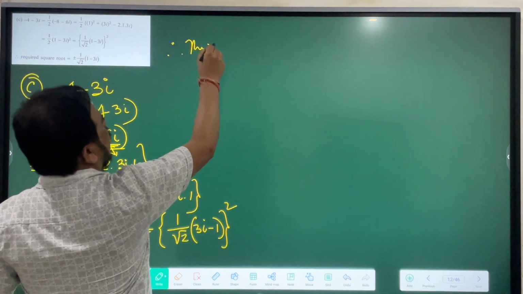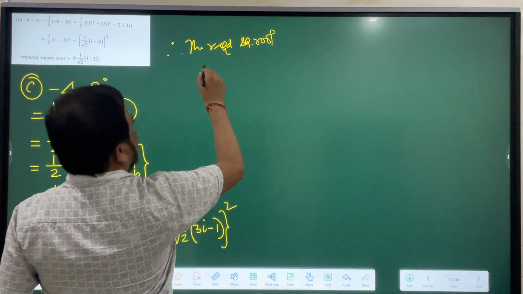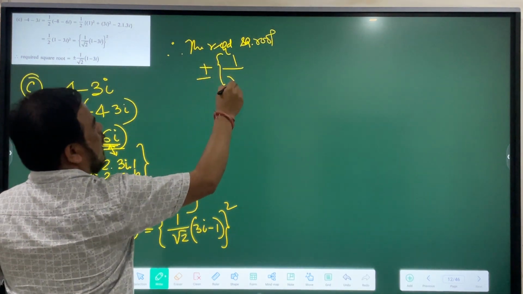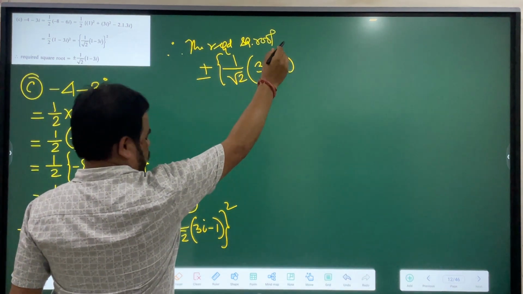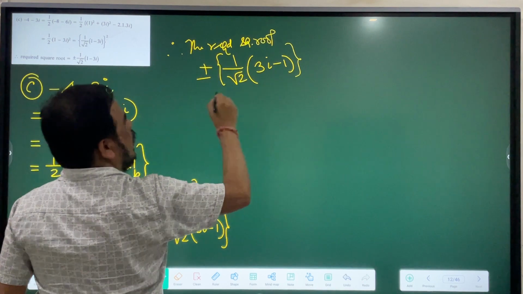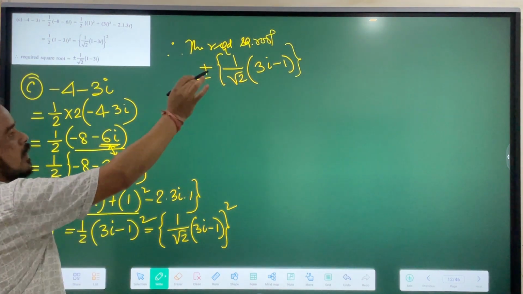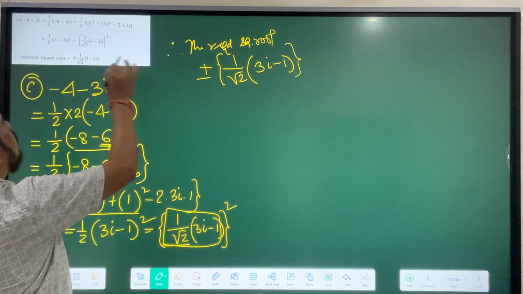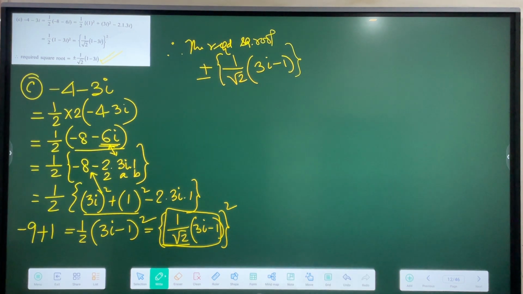The required square root plus minus 1 by root 2, (3i minus 1). This is the answer. Square root cancels. Only we have to remove square, nothing else. Rest all inside the root, whatever is there, we have to keep as it is. This is 1 minus 3i or 3i minus 1 whole square, same thing.